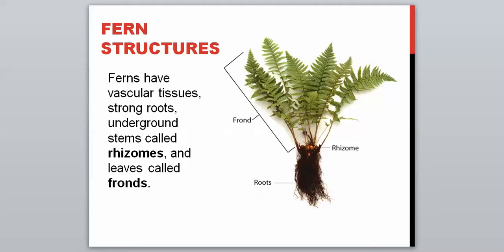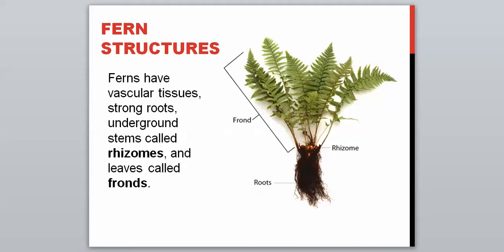They have vascular tissue, they have strong roots, they have underground stems called rhizomes. So right there at the top, right below where the fronds go into the ground, that's where the rhizomes are going to be, right above the roots, and their leaves are known as fronds, is how you say that, fronds. So these are the fronds right here.